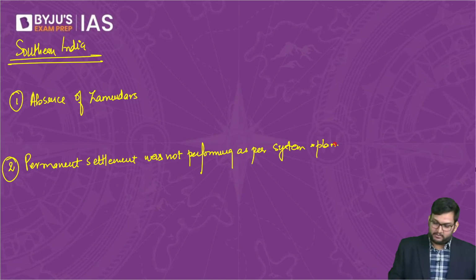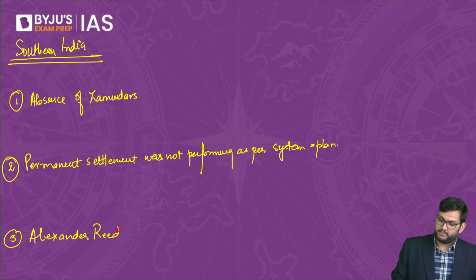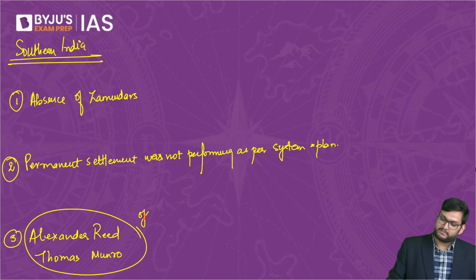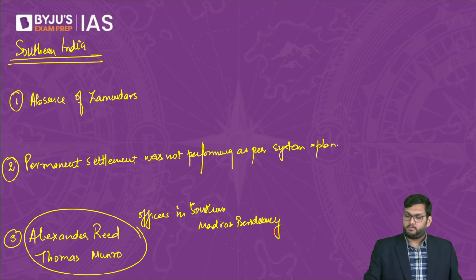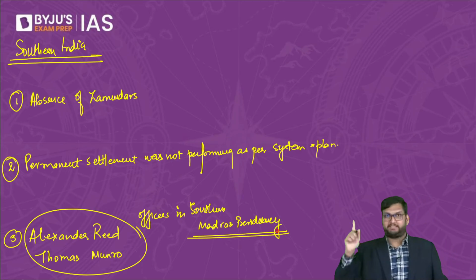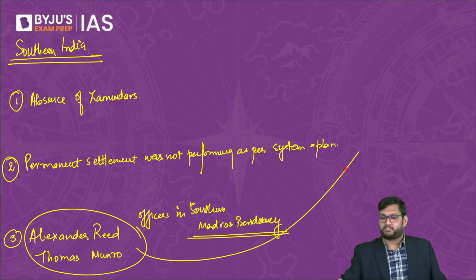And now there are two officers, Alexander Reed and Thomas Munro. These are two officers in southern India, or what we call as Madras Presidency. The presidency means it's under one president, who used to be Alexander Reed first and then Thomas Munro. So president, understand him like a governor, Madras Presidency. These two officers are Scottish.